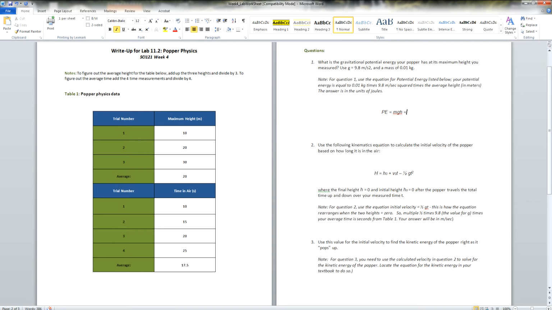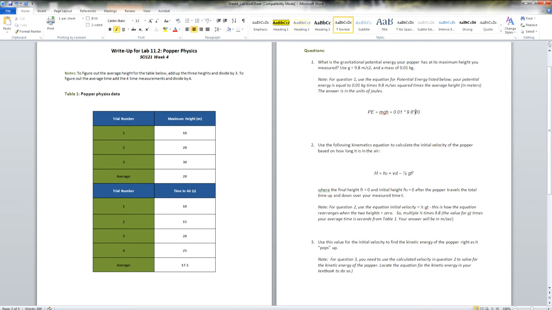So quickly, to calculate the potential energy, you have been given the formula mgh, and you've been told in this equation that the m, which is the mass, is 0.01, the g is 9.8 meters per second squared. The height you will get from your measurement. So to calculate this particular question will be 0.01 times 9.8 times my height. Average of my height here is 20.